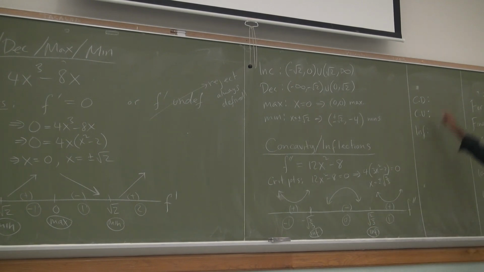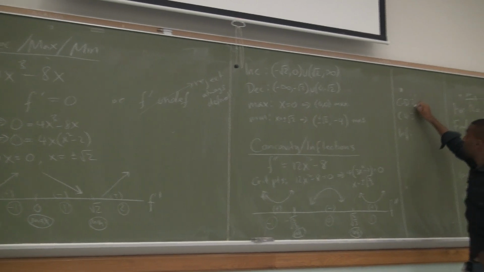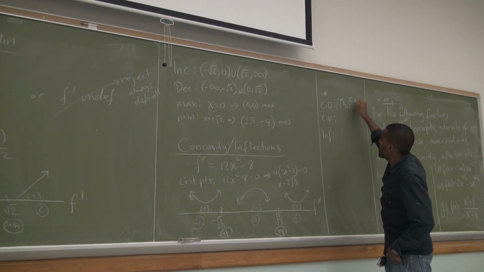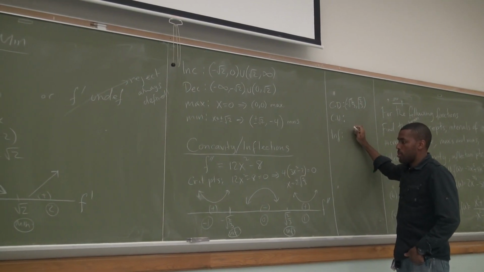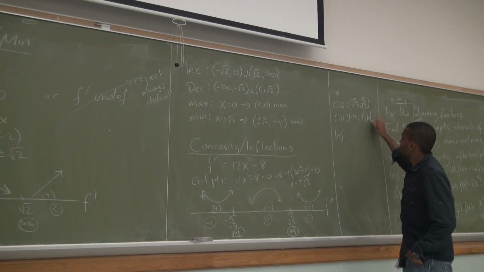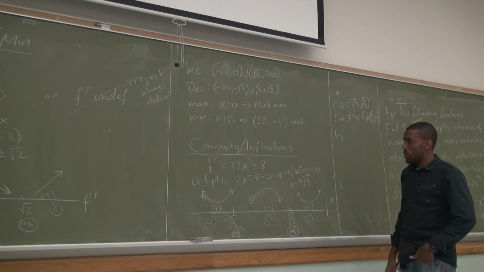Where are we concave down? From negative radical 2 over 3 to positive radical 2 over 3. Concave up is from negative infinity to negative radical 2 over 3, and from positive radical 2 over 3 to infinity. What are my inflection points?